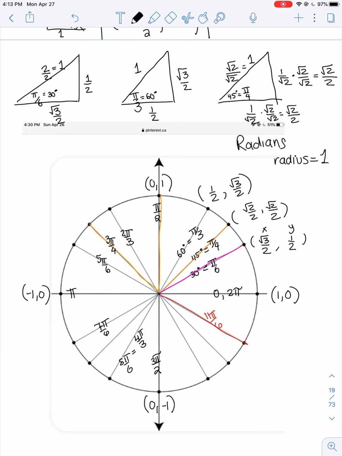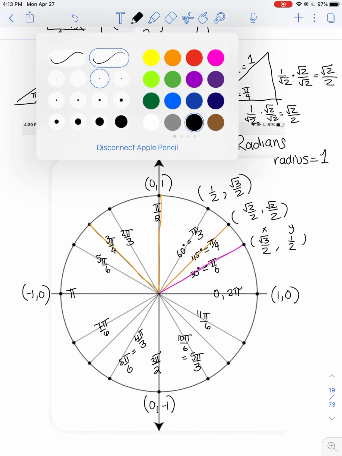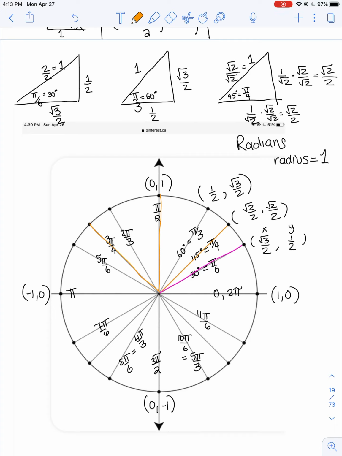And then over here, so our next value we said was, that was 4. This is 8, 9, 10. This one was 10 pi over 6, which simplifies to 5 pi over 3. And then this one's 11 pi over 6. 11 pi over 6, already simplified.